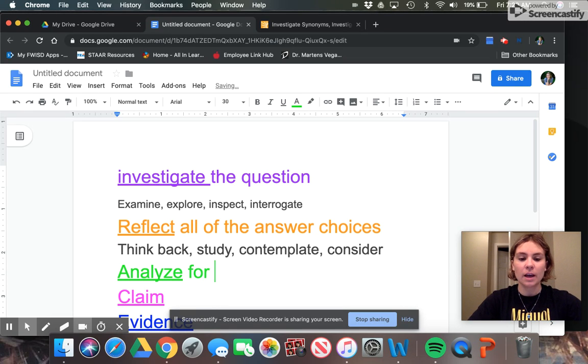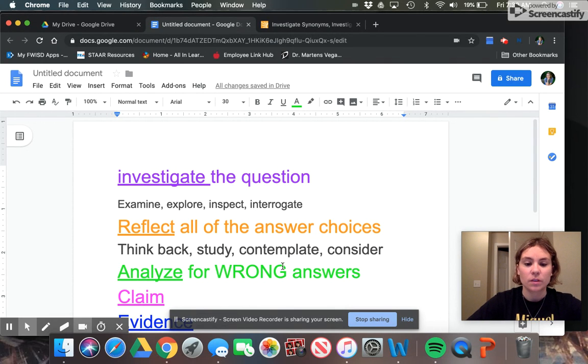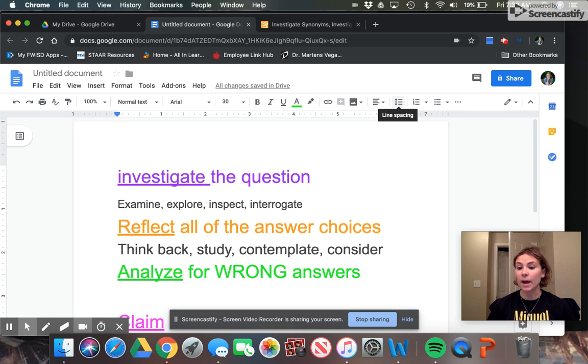The next one is to analyze for wrong answers. And I give them a little inside scoop into my life. I talk to them about how in my job I have to analyze data. And when I'm analyzing data, I'm not just looking at it, I'm looking at it for a purpose. I'm looking at it to find spots that aren't the best and that I need to bump up. So I'm analyzing with a purpose.